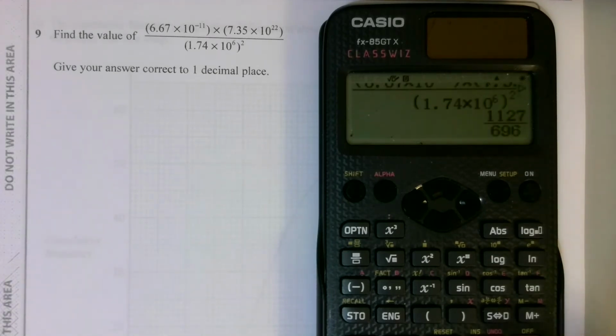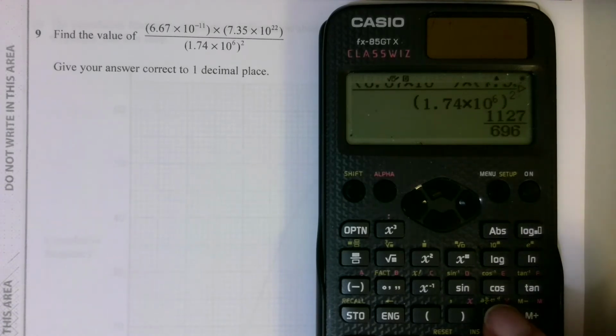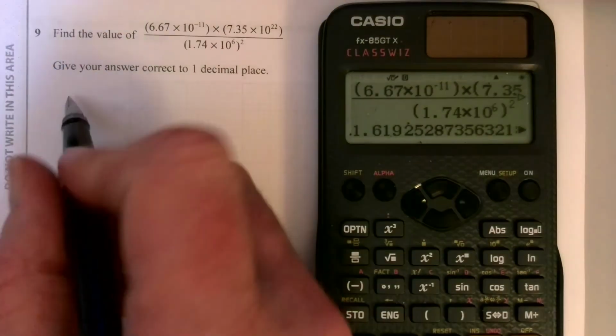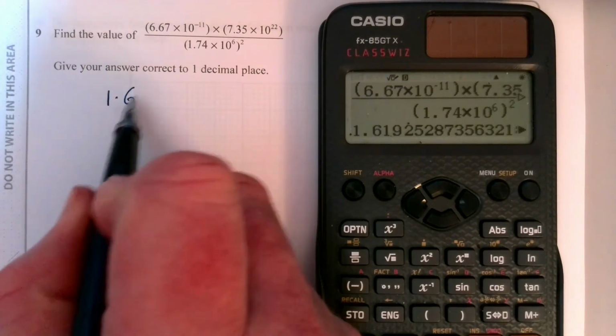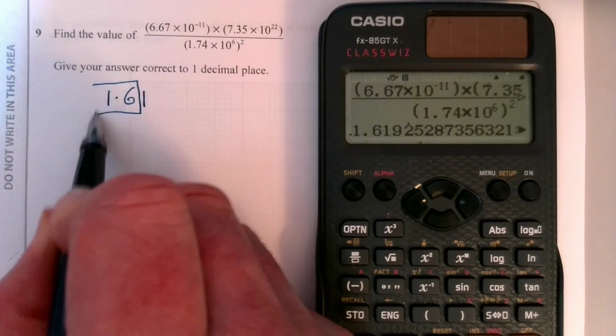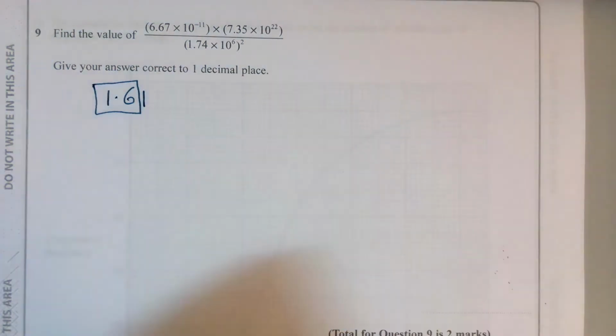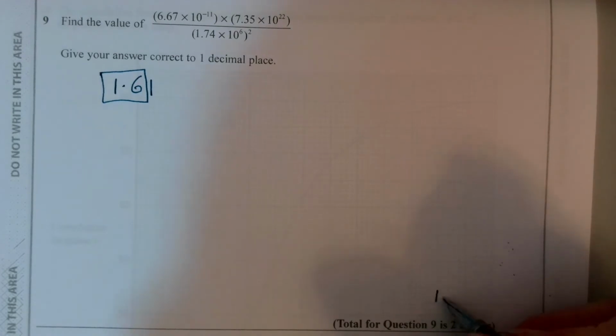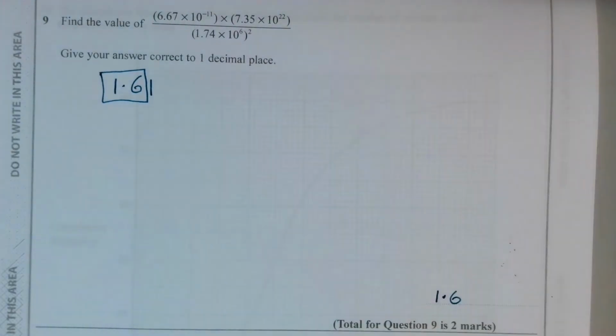Press equals and you get that, which needs to be to 1 decimal place, so we need to press S to D to get out of a fraction to a decimal number, and you get 1.61. Now I'm going to write it to 2 decimal places just to make absolutely sure I don't do something silly, and then it's got to be 1.6, and then you just write 1.6 there. You don't have to write to 1 decimal place because they've asked you to.